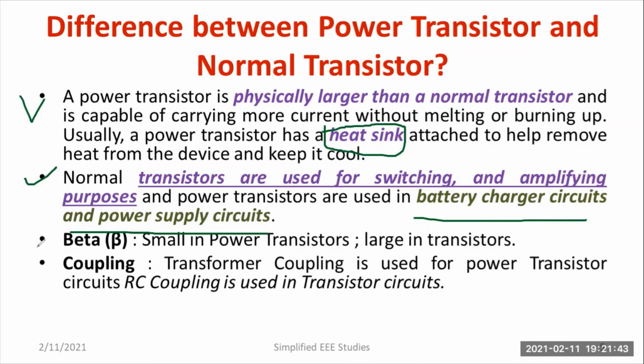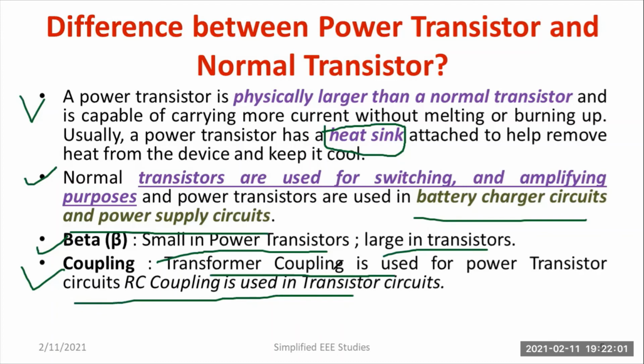Let us take the ratio beta. Beta is very small in power transistors, but larger in normal transistors. That's another difference, beta. I'll be talking about beta thereafter. Regarding the coupling, what type of coupling is employed in power transistors? Normally, transformer-based coupling is employed in power transistors, whereas RC coupled stages are used in normal signal level transistors. So these are the major differences between power transistors and signal level transistors.